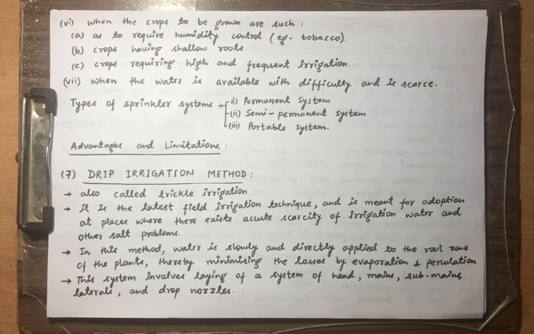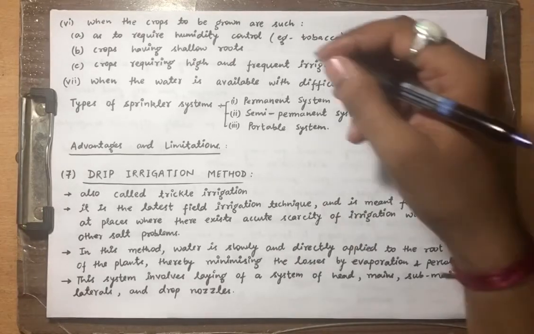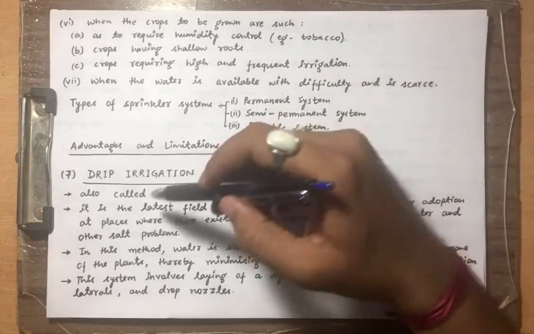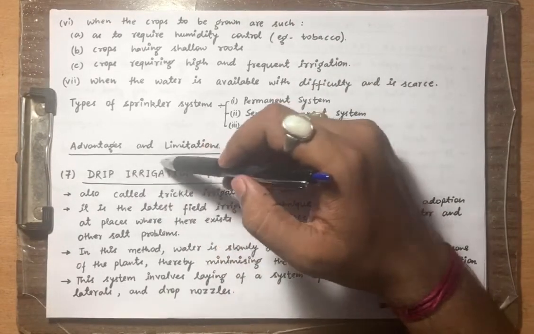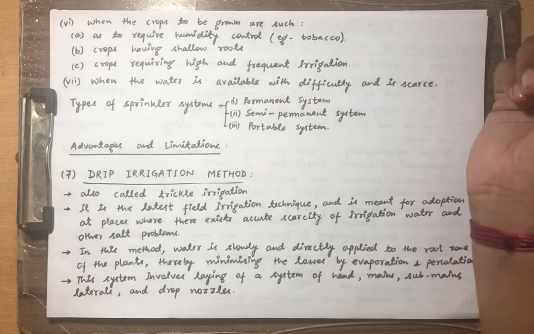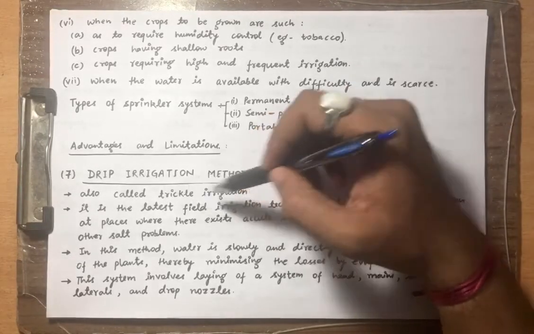So this is all about the sprinkler system. You can refer to any of the books to learn more about this. This is a very latest kind of method, so you can search for more. Finally, we have come to the seventh method, which is the drip irrigation method. It is also called trickle irrigation.